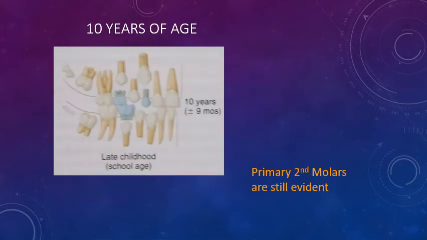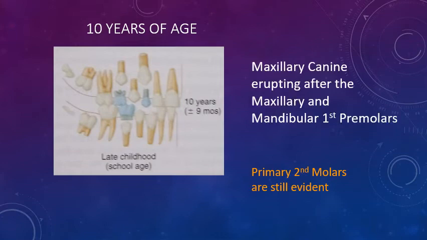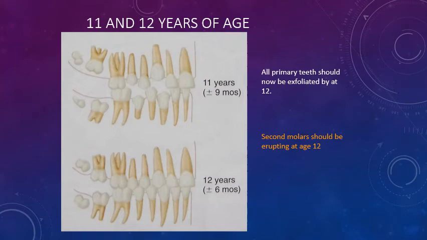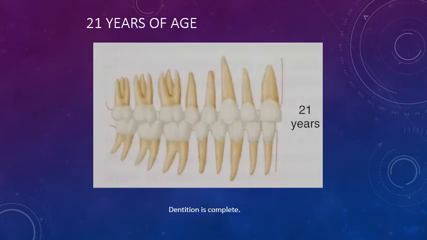By the age of 10 years, the primary second molars are evident, but the canine has still not erupted, and the canine usually erupts once both the maxillary and mandibular first premolars have erupted into the oral cavity. In the maxillary arch, the canine usually erupts when both the premolars have erupted. Now, this is the picture taken from Schour and Massler's atlas, and this shows 11 and 12 years of age. By this time, all of the primary teeth have been exfoliated, and the second molars usually erupt at the age of 12, and they are also known as 12-year-old molars. By the age of 21 years, all the teeth have erupted, and the dentition is now considered to be complete.